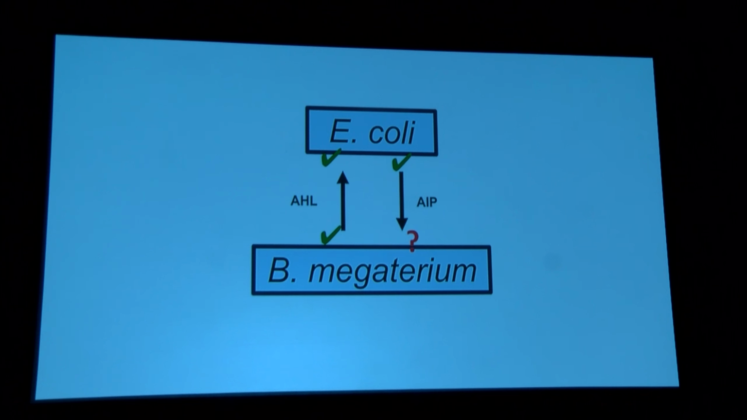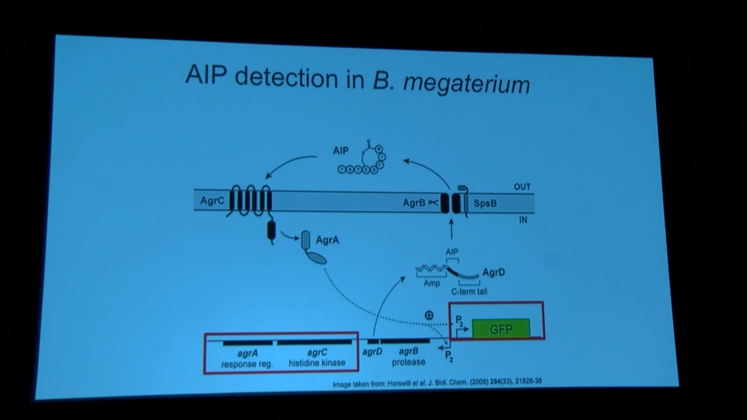So what about getting AIP detection in Bacillus megaterium? We were cautiously optimistic that this would work. You know, Staph aureus and B. megaterium are closer to each other than E. coli anyway, and we were hoping that the two-component regulatory systems would work. Of course, I'm telling you about it, so punchline given away. Anyway, our strategy was to express these AGR A and C proteins from Bacillus, and also include this P3 promoter with a GFP reporter downstream of it.